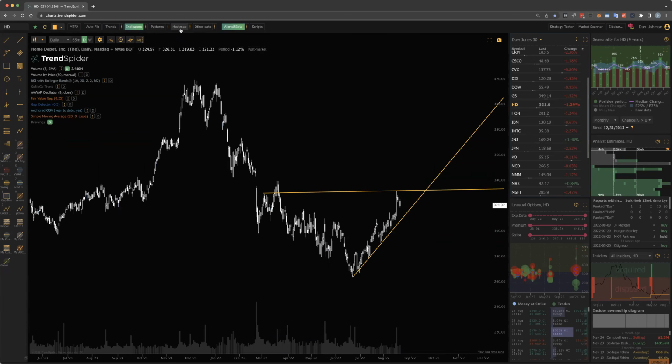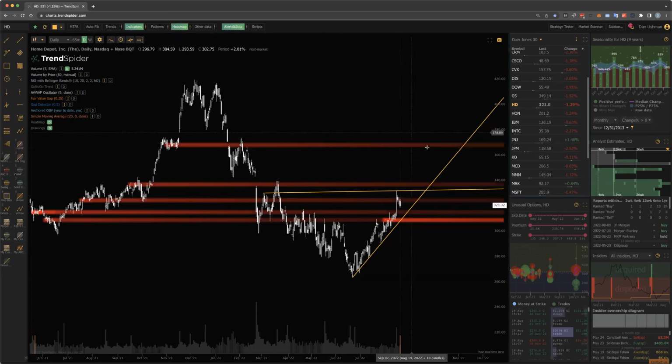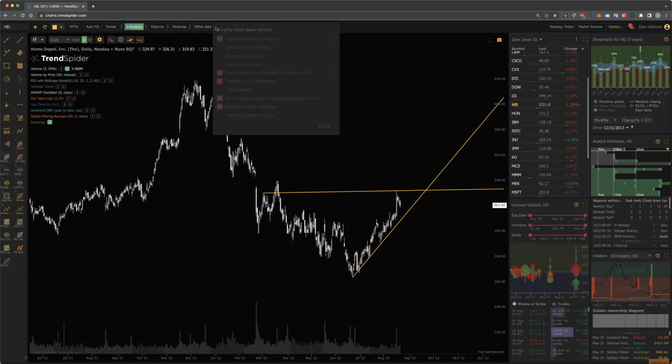I'm going to skip heat maps because I don't have time, right? I want to be respectful of everyone here and show you the cool stuff. But there is some really cool stuff in heat maps that you can use to identify support and resistance zones on a chart, and that's what it looks like there. Other data is a really cool area because there's a lot of stuff hidden here, right? This is where you can see dark pool and retail trading data and Wall Street bets data, short interest, analyst estimates on your chart.